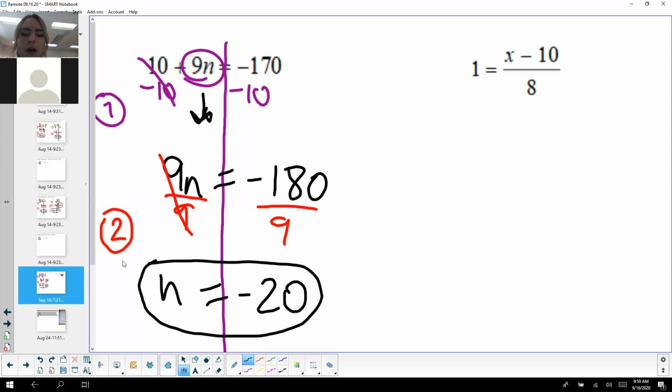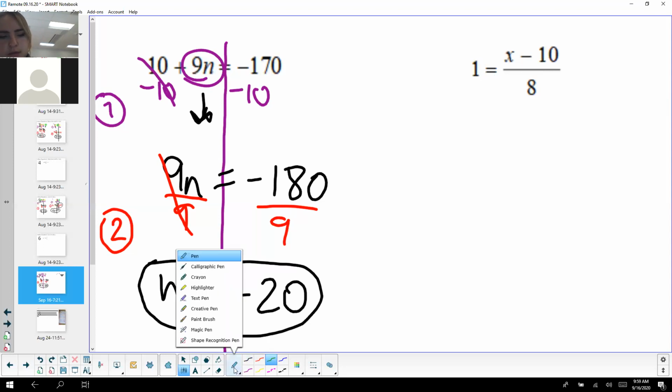All right. I'm going to go ahead and do the second problem over here. So this one, we've got 1 equals x minus 10 divided by 8. This is one of those weird ones that we saw in our do now today.